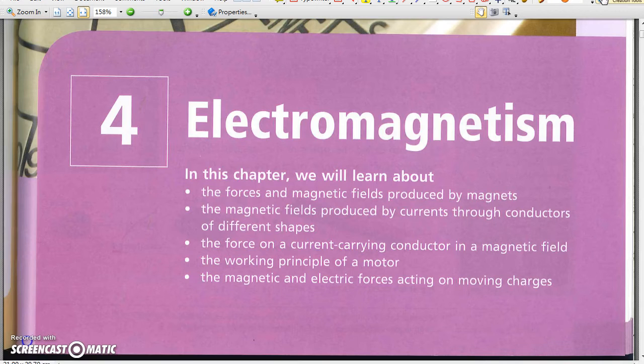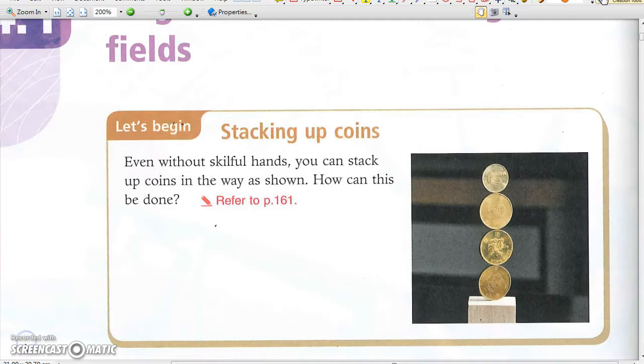Chapter 4 Electromagnetism. Let's begin. Stacking up coins. Using a strong magnet, you may also stack up some coins as in the picture.